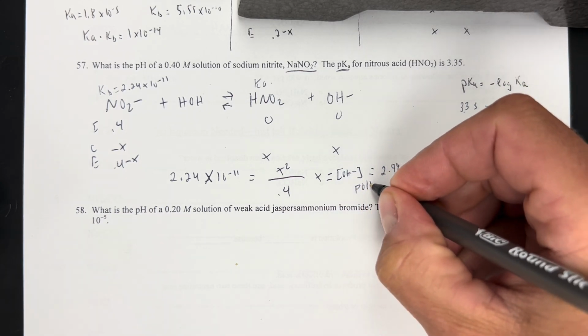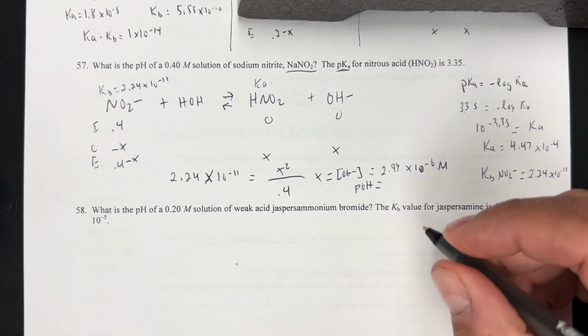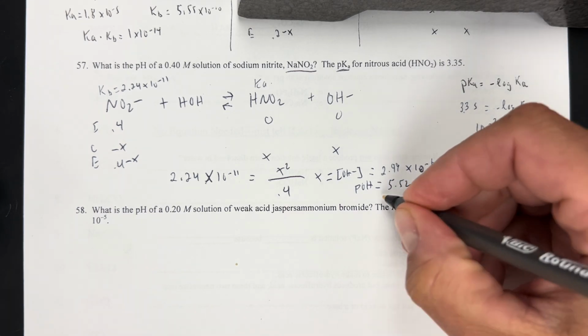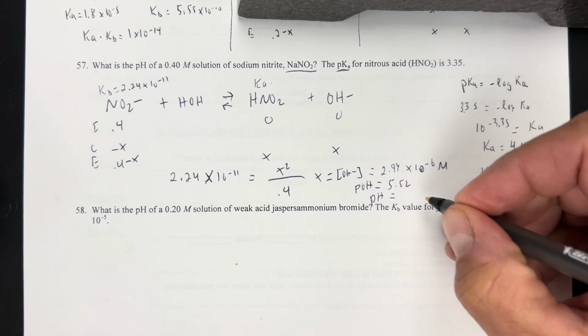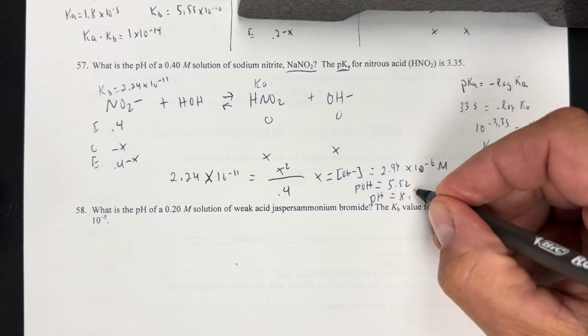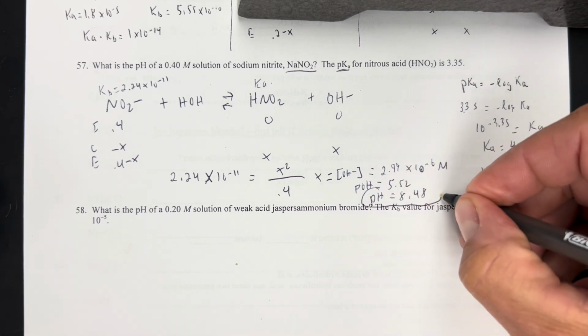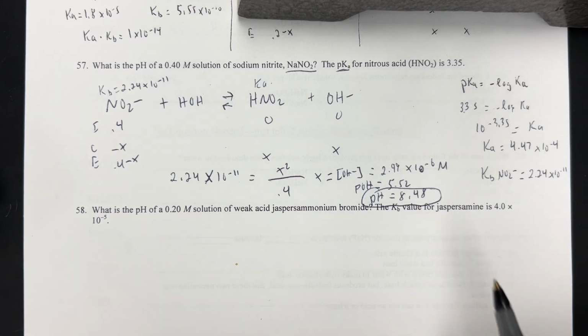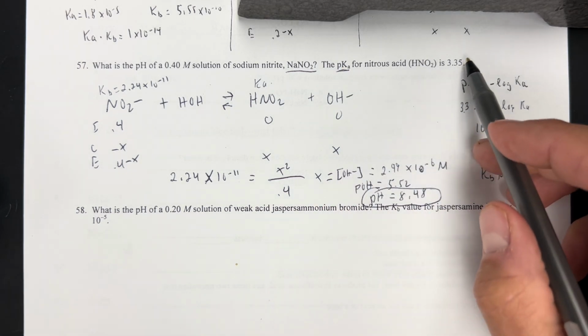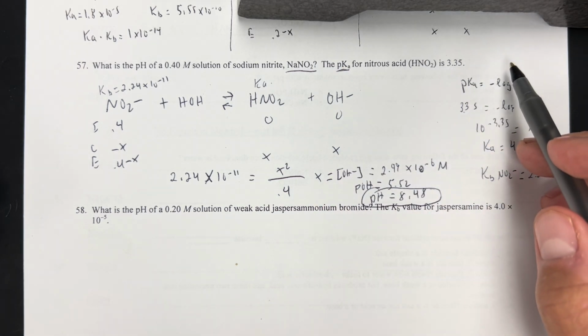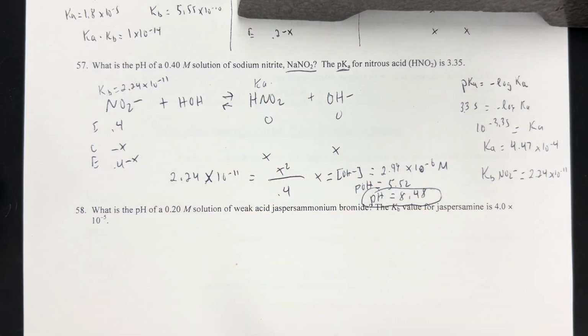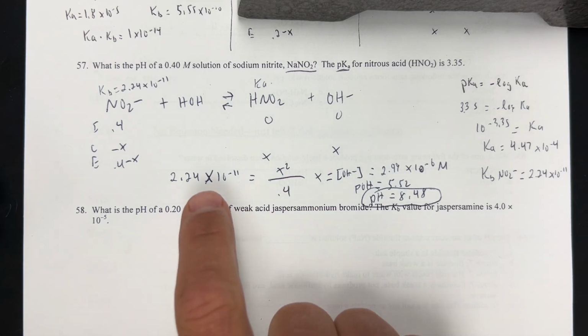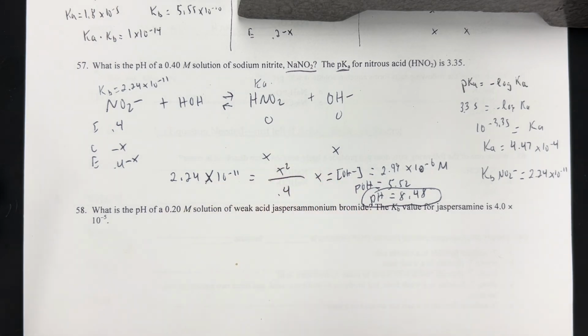Negative log of that would give us the pOH, because it's OH negative, so it'd be 5.52. And your pH value ends up being 14 minus that, 8.48. So if you get a pKa, you have to do 10 to the negative of that to get it to a Ka value, which gives us that. Ka times Kb equals 1 times 10 to the negative 14 to get to that. And then our Kb equals x squared over the concentration. Get your pH.